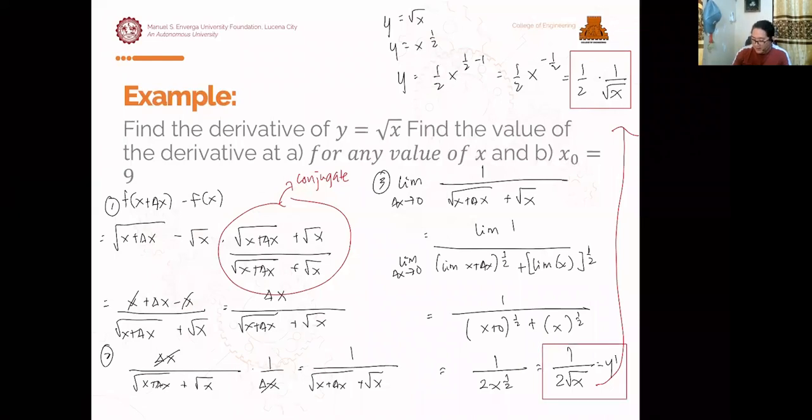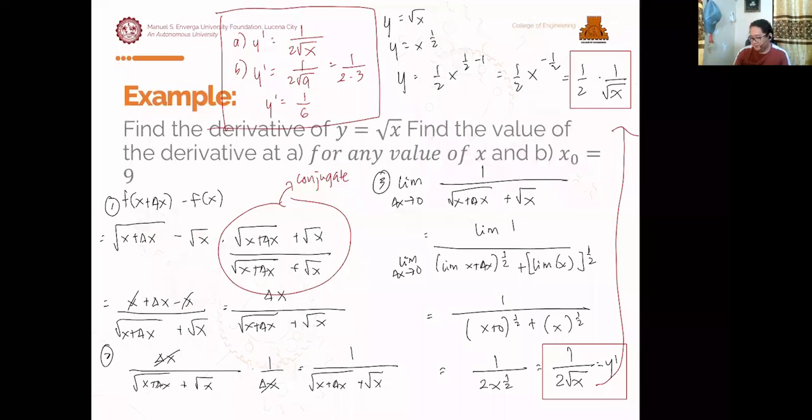And para sagutin yung A and B, sabi for any value of x. So ang sagot natin sa letter A will be yung derivative itself na, no? Kasi walang in-specify na value ni x. So ito yung sagot sa letter A. Then sa letter B is kapag equals naman daw sa 9, no? And alam natin that will be 2 times 3 or 1 over 6. Okay? So this will be yung sagot sa A and B. Okay, malinaw po ba? Or gets po ba yung pagkuha?